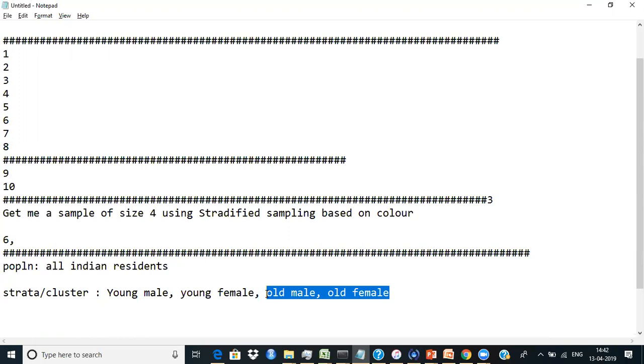So when you're launching a drug, right? The ideal population is people all over the world, right? But your drug only works for people living in Asia. So what you will do is create clusters based on, say, continents, right? And then select the Asian continent and then select all your samples from within it.